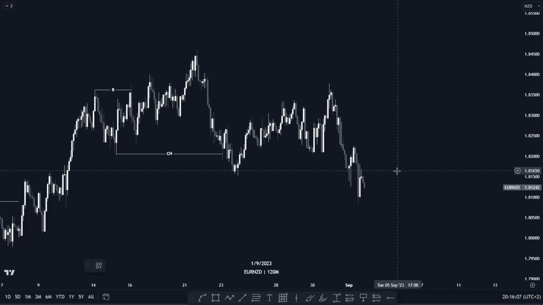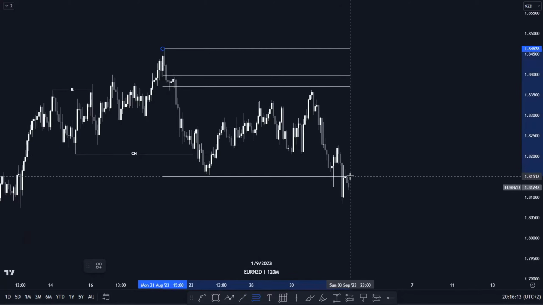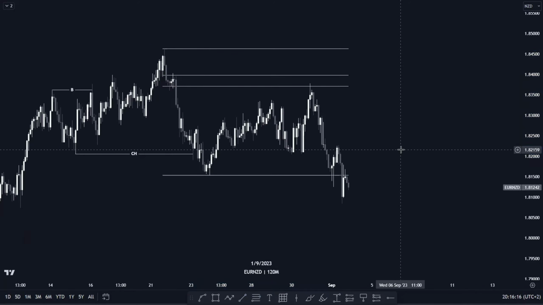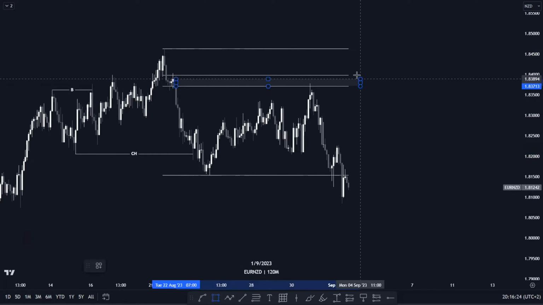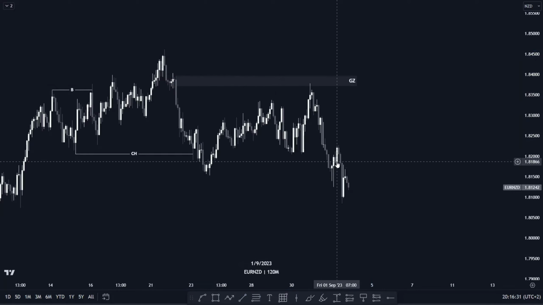Now I managed to see that here we can take a golden zone entry, because as you can see, our golden zone entry lines up with this beautiful supply area, which also confluences a lot on our trade. And as you can see, the price just tapped into our golden zone and pushed to the downside.